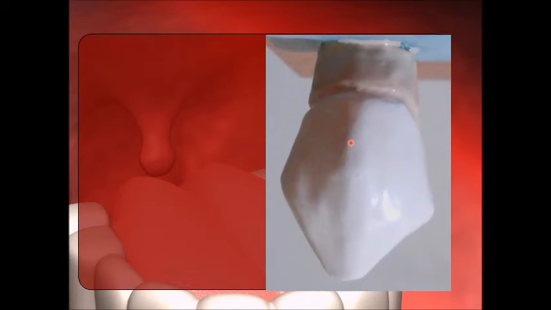Here is from the labial side. You can see the bulge here and the depression on the distal side. This is from the lingual side. The mesiolingual and the distolingual fossae, and at the center is the lingual ridge.